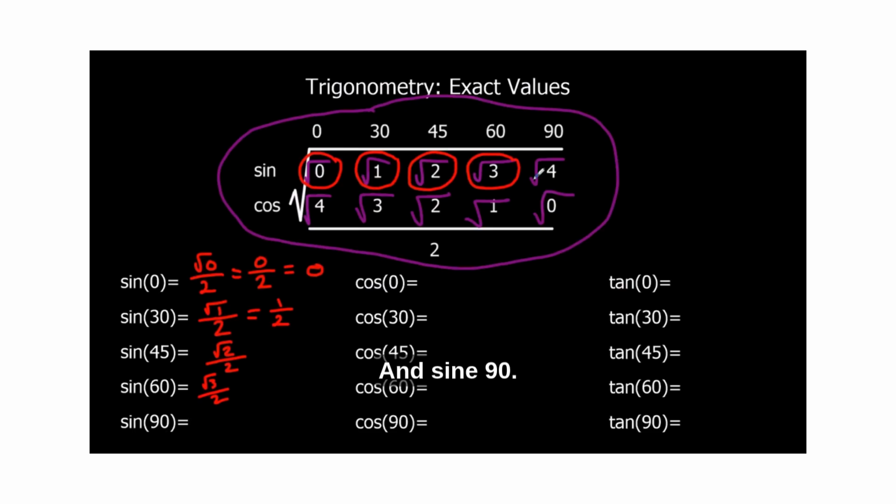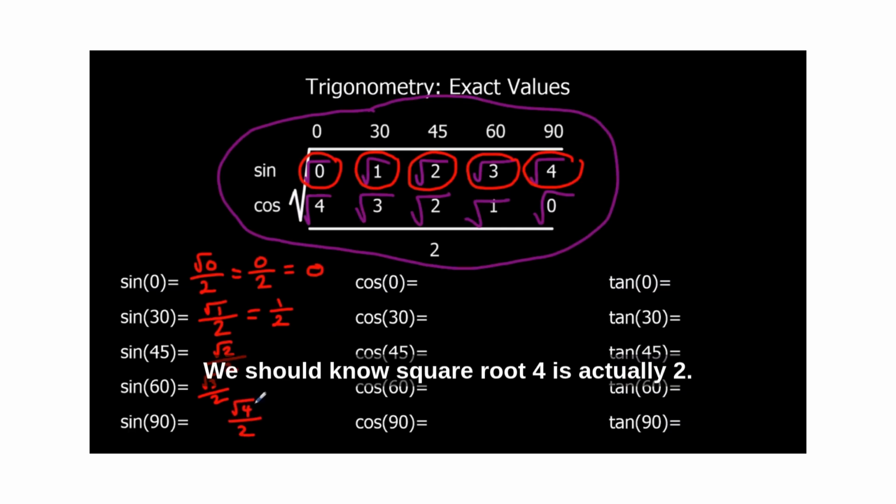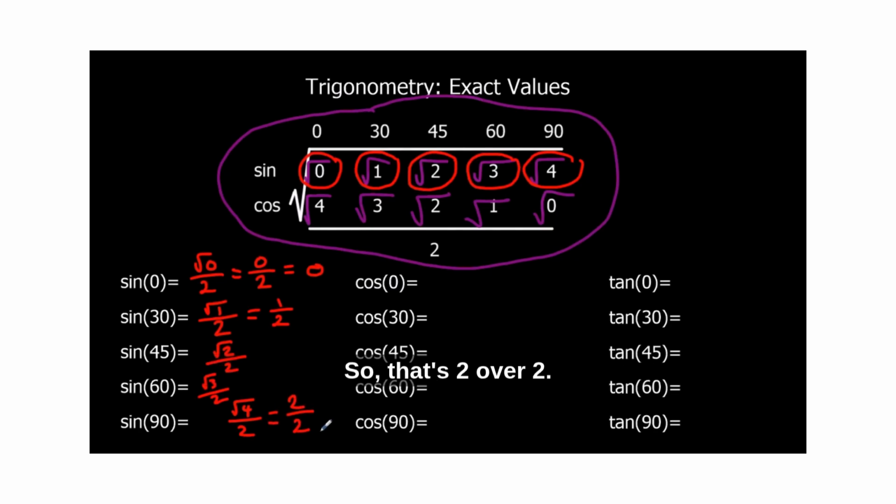And sine 90. I've got root 4 over 2. Now square root 4, we should know square root 4 is actually 2. So that's 2 over 2. And 2 divided by 2 is actually 1. So we can simplify that to 1.